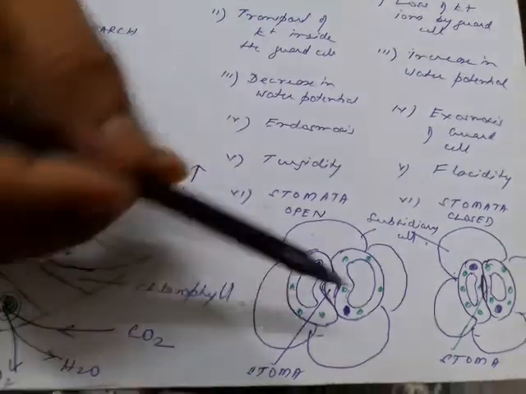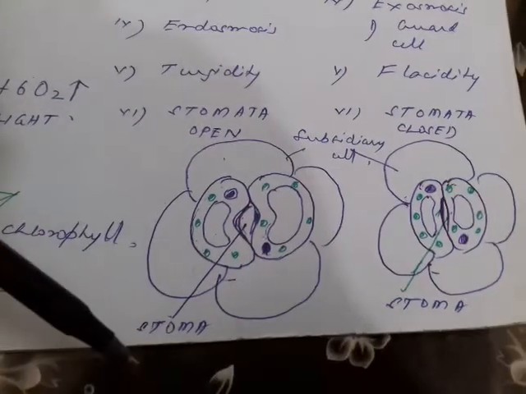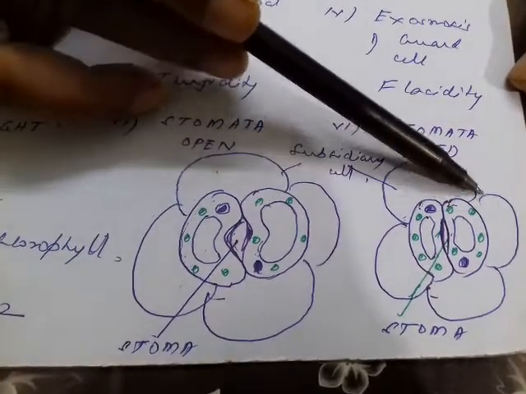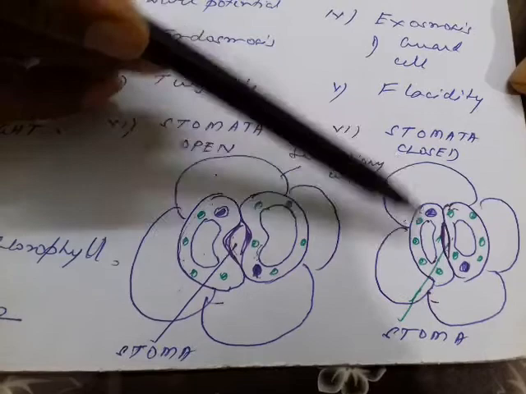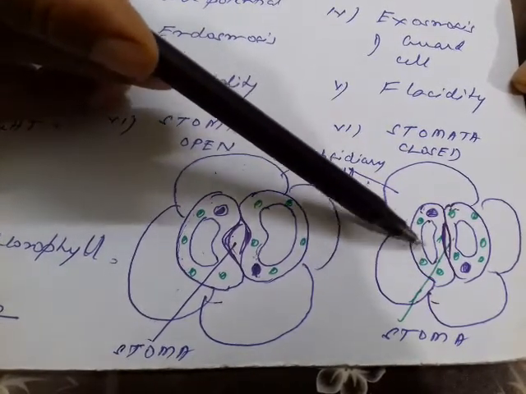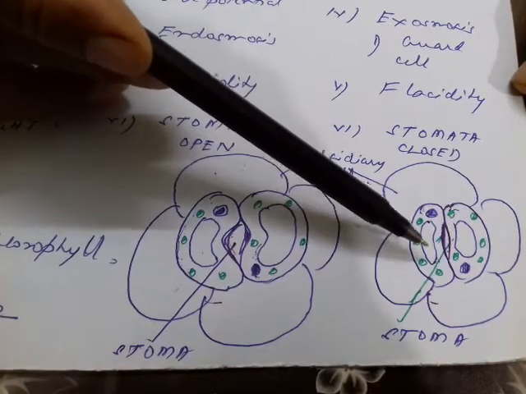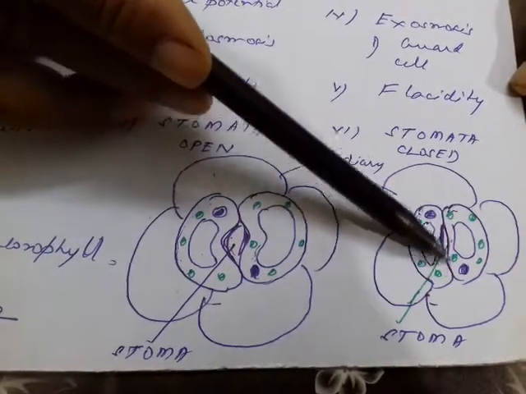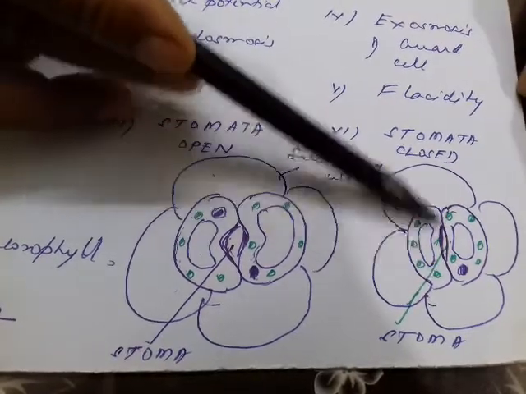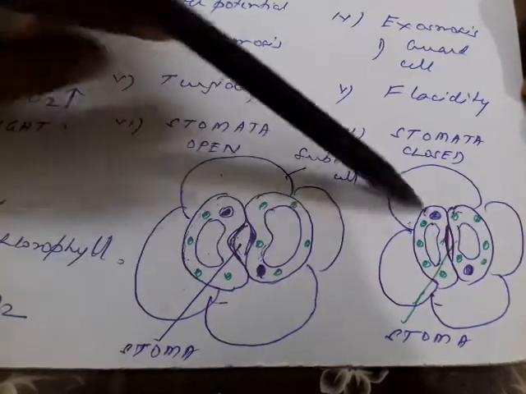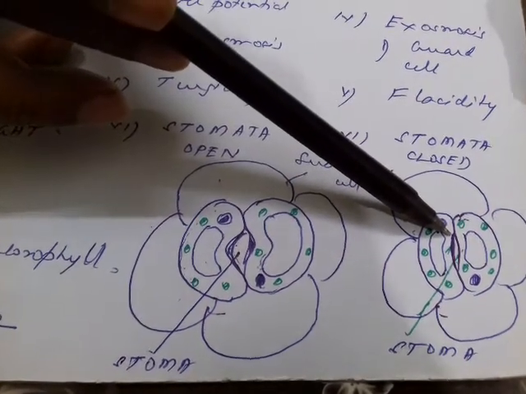In the night time, just the reverse thing takes place. The glucose formation is no more there. There is a flux of the potassium ion from inside the guard cell to the outside, and that causes increase in the water potential. That means the concentration here decreases. So when the concentration decreases, the water moves out of the guard cell, and the guard cell becomes flaccid and elongated with closing of the stomata. You can see here the stomata open, here the stomata closes in the night time.